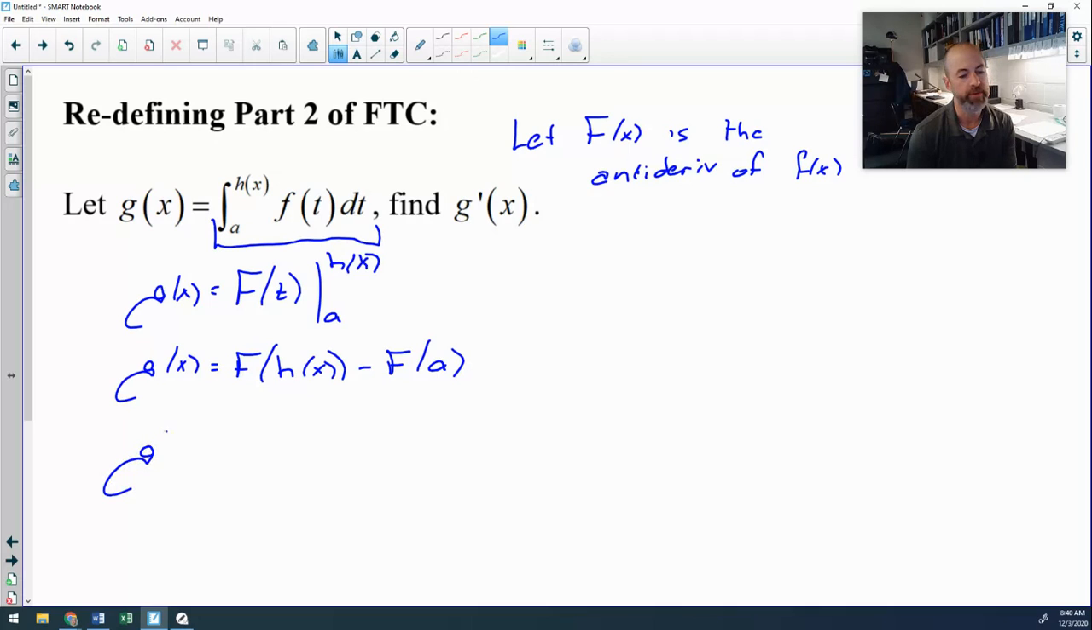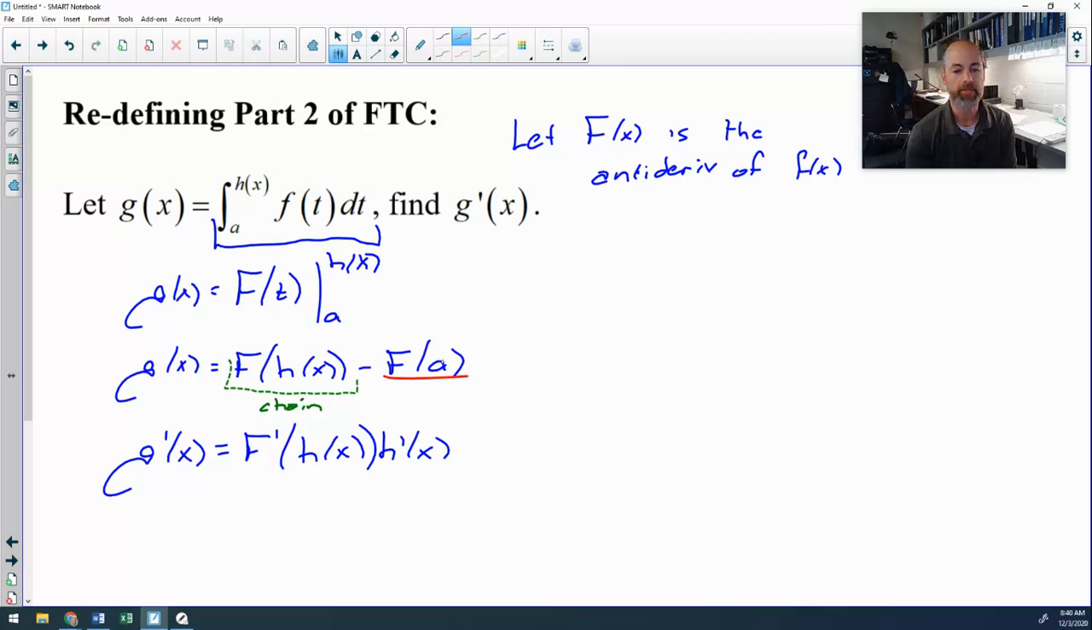Now, if I want g prime of x, I need to differentiate this. And if you look here, this becomes a chain rule. This is f of h of x. It's not just f of x anymore. There's something uglier in there. So we have to chain that. And the derivative of f of h of x would be f prime, leave the h of x alone, times the derivative of the h on the inside. And capital F of a, because a is a constant, would be a constant as well. So the derivative of that would zero out. And this is the derivative of g.